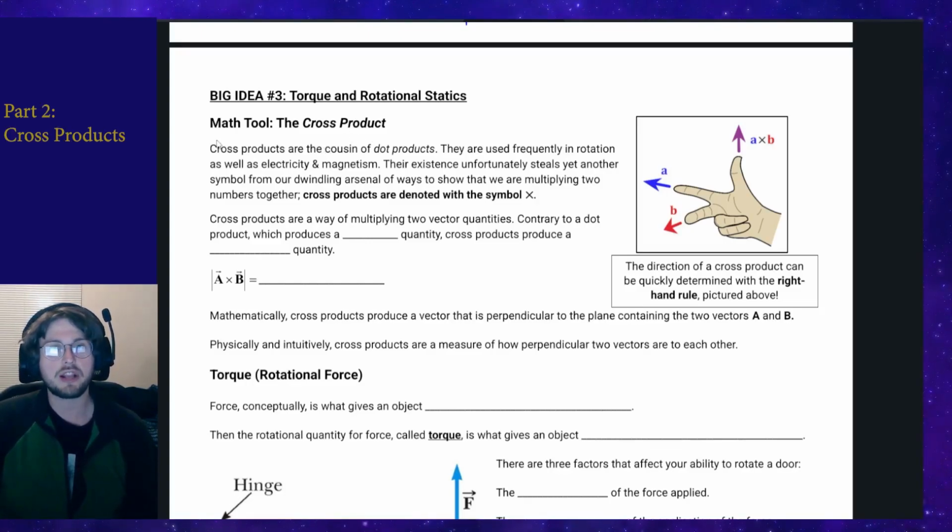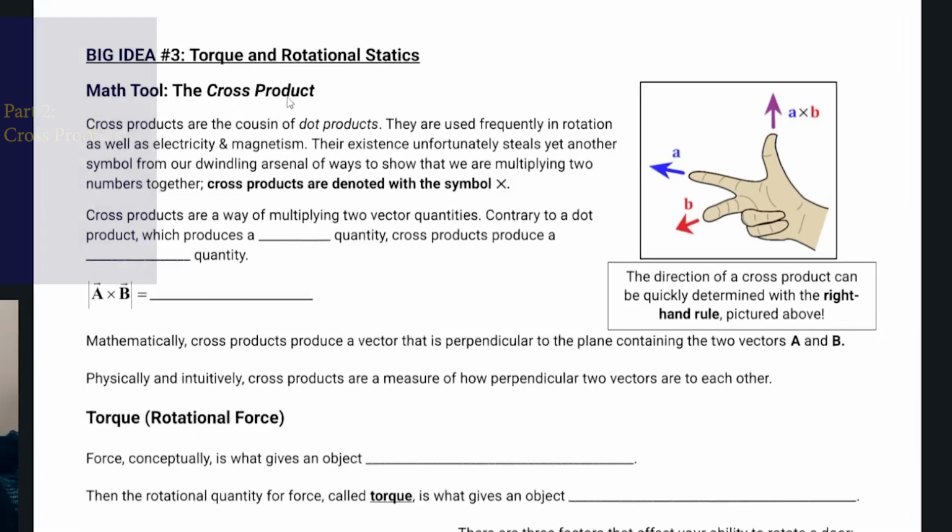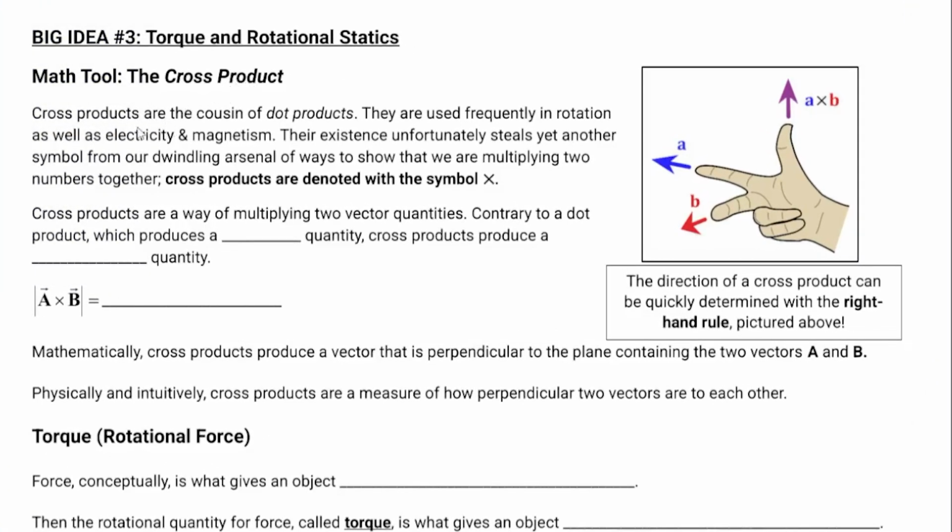Before we do that though, I would like to give a word for our sponsor today, which is the cross product. It is a product that is really the cousin of the dot product. It's kind of the same idea. However, there is a pretty significant difference. Cross product, just like dot products, are a way of multiplying two vector quantities. However, contrary to a dot product, which produces a scalar quantity, cross products produce a vector quantity.